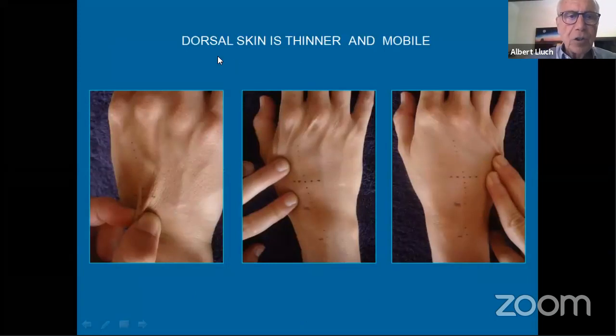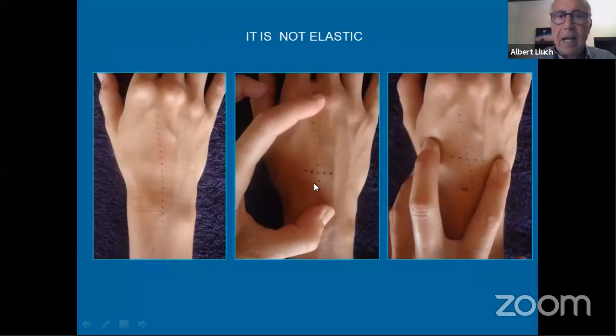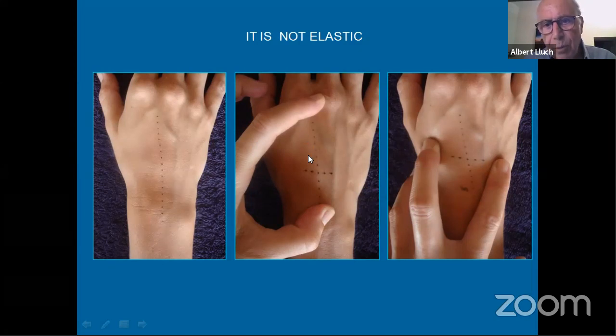We all know that the dorsal skin on the hand and the fingers also is thinner and mobile. So we can pull it like here, vertically, we can move it to the radial side, and we can move it to the ulnar side. But it's not elastic. It's not elastic at all. The skin is not elastic, neither longitudinally, nor transversely. He put some dots of ink, and you can see that they're not separated either transversely or longitudinally.